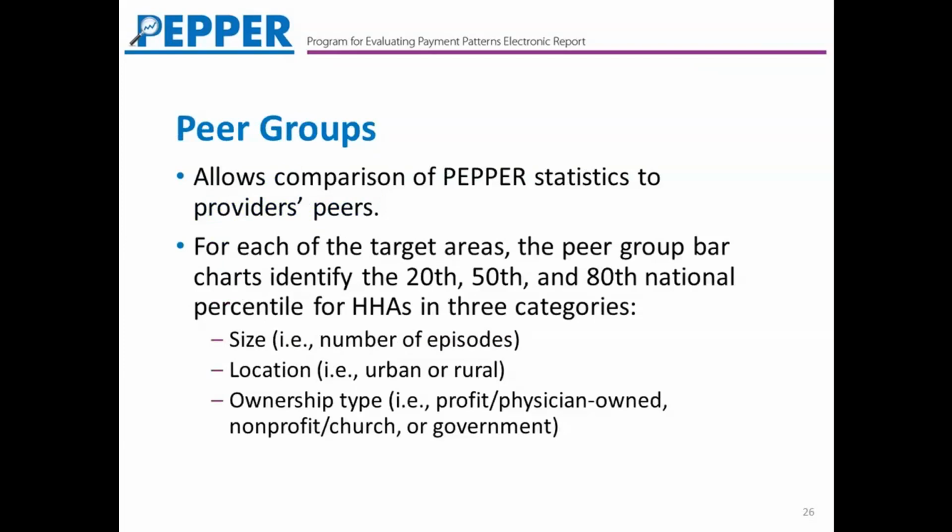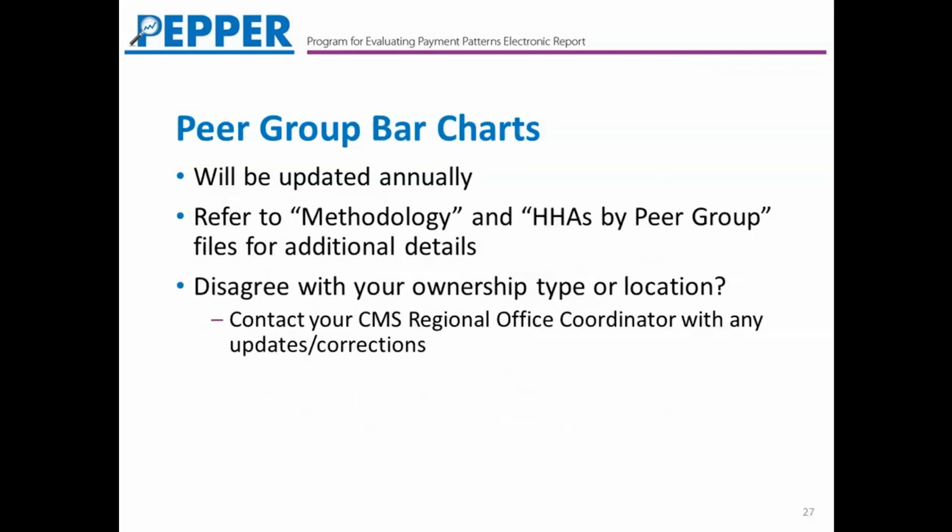We have 4 different categories. We look at location, so that would either be urban or rural, ownership type, for-profit or physician-owned, nonprofit or church-owned, or government, teaching status and surgical focus. And we do update the peer group bar charts annually.